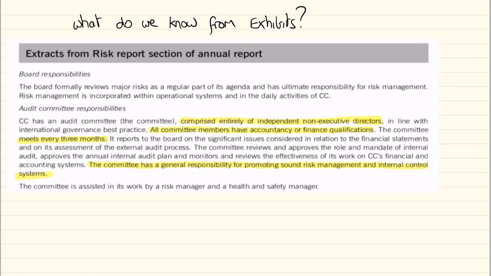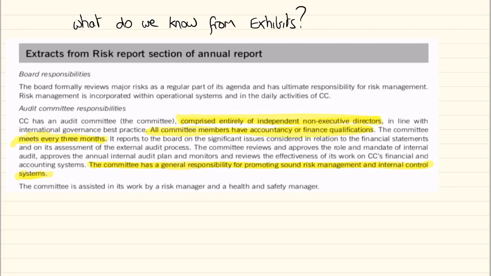What do we know from the exhibits? Well, we first of all know that the current audit committee is responsible for risk, and it consists entirely of non-executives. All members have accountancy financial qualifications. We might question whether that's completely suitable for a risk committee. They meet only every 3 months, and they have a general responsibility for promoting sound risk management and internal control.